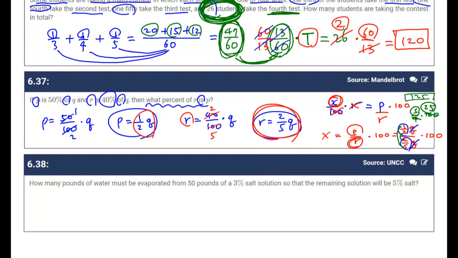That should be the answer. So, and it is percentage. What percent? So that is 125% as the answer. Okay? It's kind of messy, but you got it, right? All right. Moving on to 6.38.